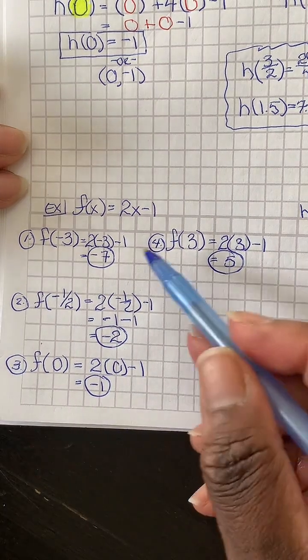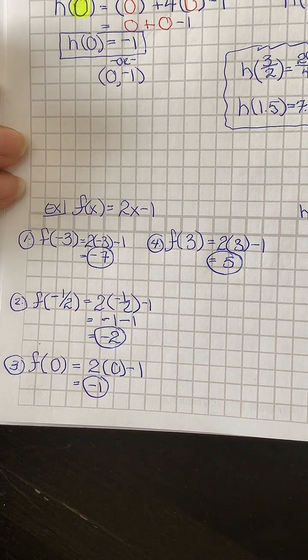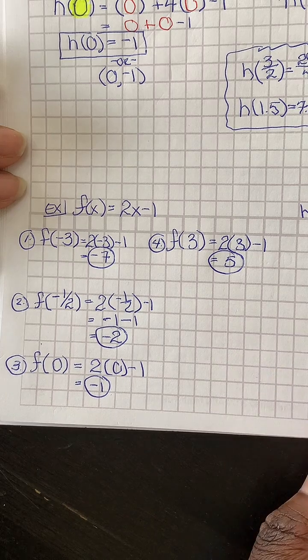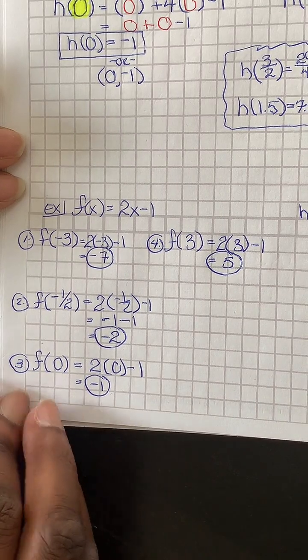Okay, so our answers were -7, -2, -1, and +5. It's -2. Yes, there you go. All right, so that was function notation.